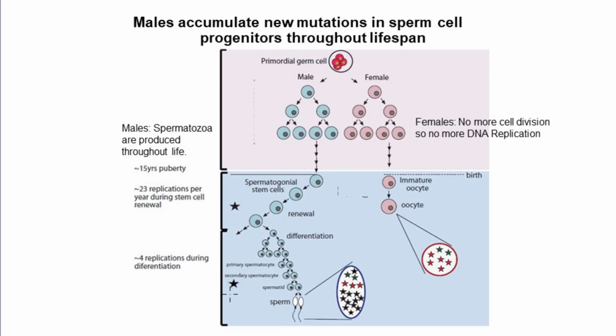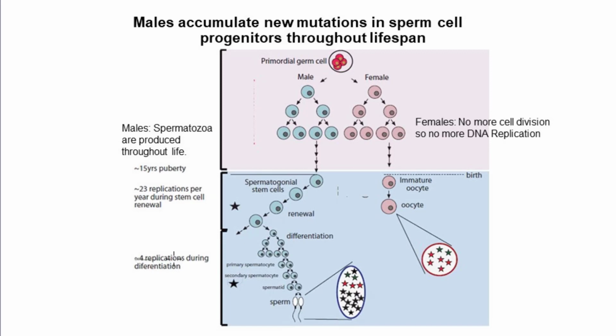because copying DNA is not a 100% accurate process. So when we're thinking about this stem cell population that maintains this set of cells that are constantly capable of dividing and producing new spermatozoa, millions and millions of them every day, those cells actually replicate and divide about 23 times a year to renew this population of stem cells. As those stem cells undergo divisions to produce the mature sperm, that's associated with another 4 replication events.